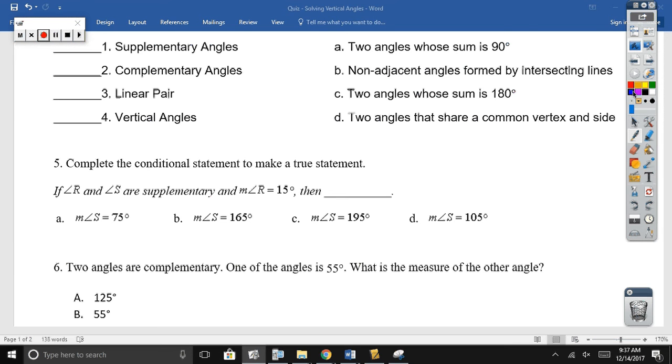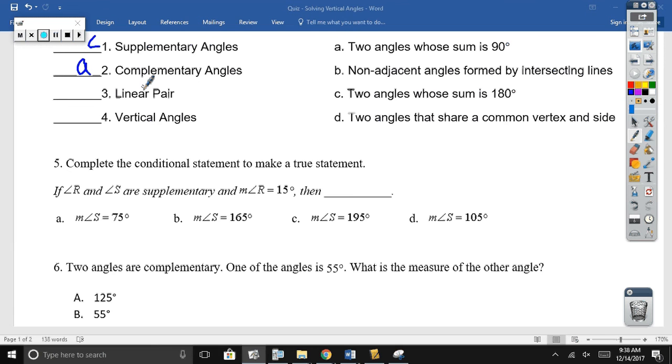First, supplementary angle. You need to know that is two angles that add to 180. So that would be C. Complementary angles, two angles that add to 90. You need to know the difference between the two. That is an expectation that you guys have those words and understand how to use them.